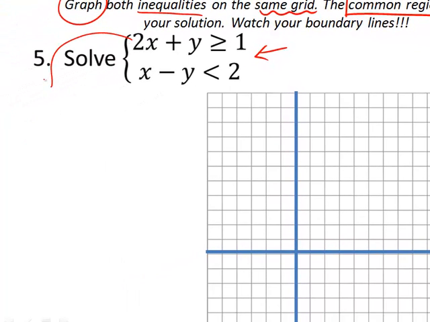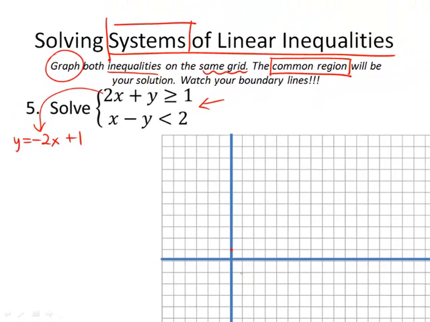So take the first equation and let's resolve it so we can find our boundary line. Y equals negative 2x plus 1. So let's draw that. We start at 1 and travel down 2 over 1, down 2 over 1, down 2 over 1, up 2 left 1, and so on. What kind of boundary do we have for this first equation? Well, it's greater than or equal to, so it includes the line.